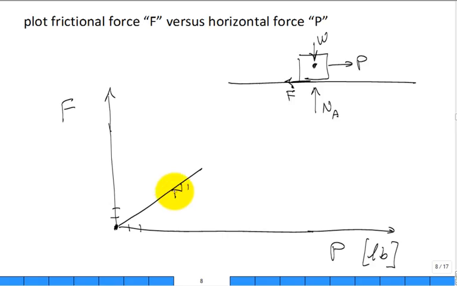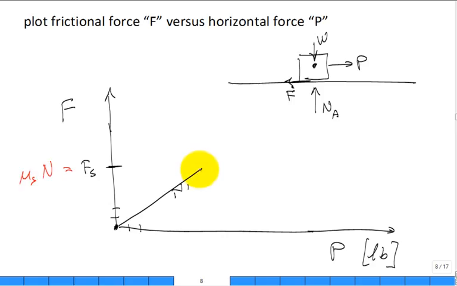It almost makes too much sense. But it gets up to a value that is called F of S, the limiting. And we know the equation for what that F of S is. That's equal to mu sub S. Oh, I forgot the name of mu sub S. What is the name of that? Coefficient of static friction. That's right. That's exactly right. And so it's multiplied by N, that normal force at that contact.